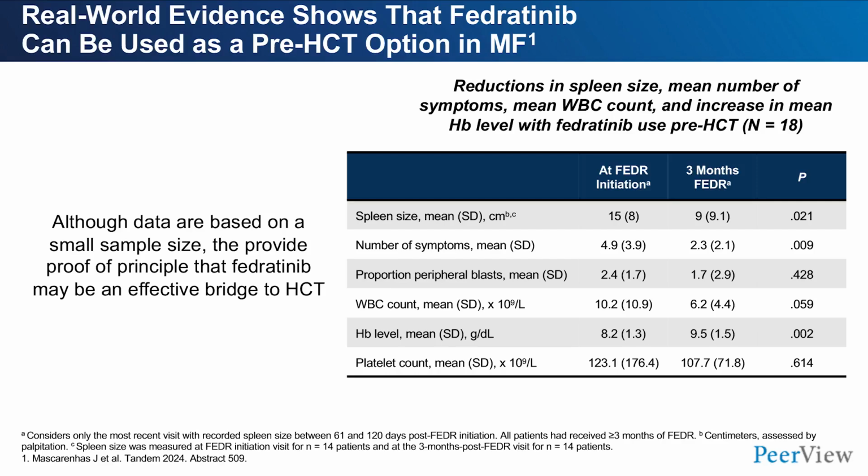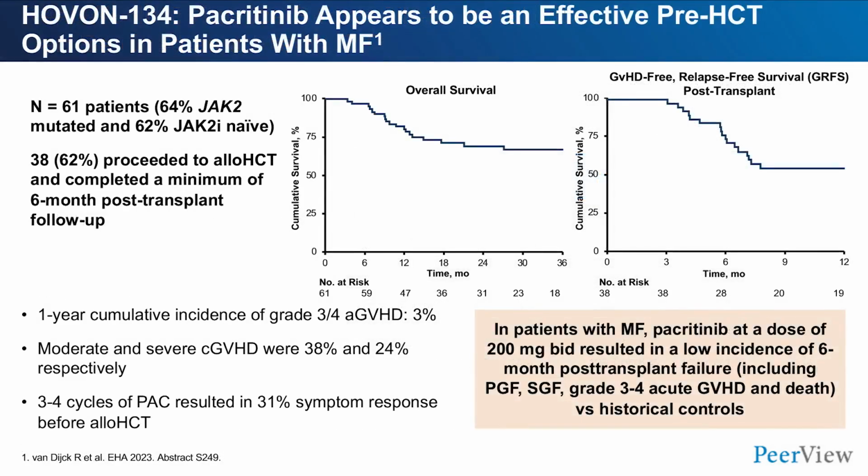There is also some real-world evidence published by John Mascarenhas here. A small number of patients, but 18 patients treated with fedratinib before a transplant, suggesting that this is also a safe therapy. And the HOVON group have recently presented at EHA the use of pacritinib as an effective pre-stem cell transplant option for patients with myelofibrosis. So if we chose to use pacritinib for the patient we discussed earlier, that would also be reasonable. And you can see here the data regarding graft versus host disease, etc., quite similar.